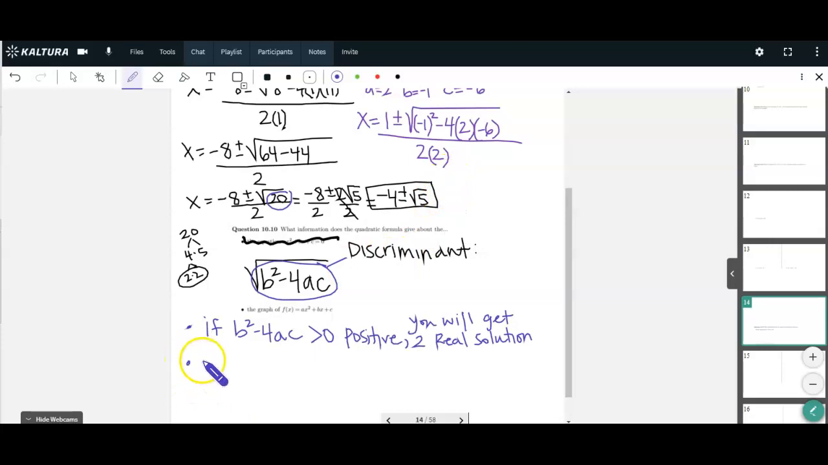So another thing that could happen is that that stuff inside, that b squared minus 4ac, could equal 0. So if that whole thing inside there simplifies to be 0, then that means you will get one real solution.